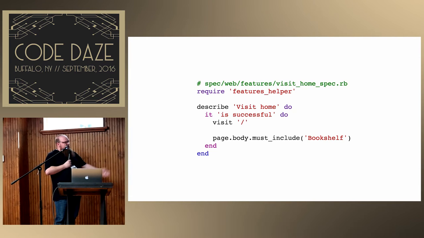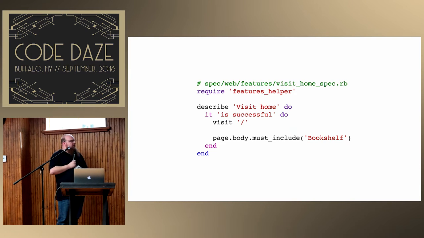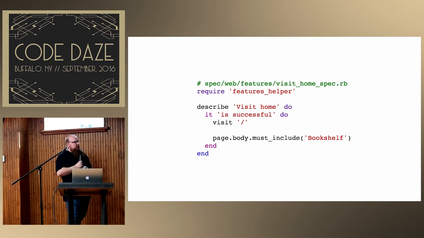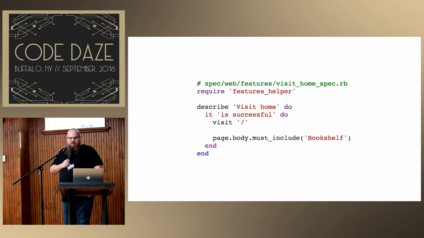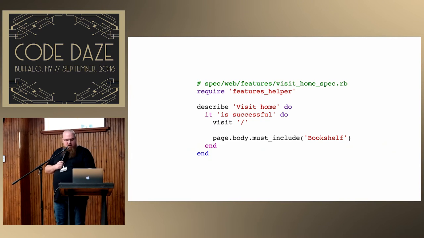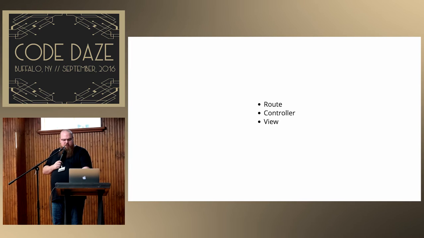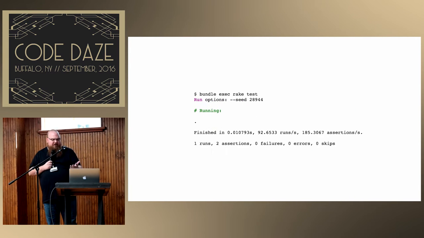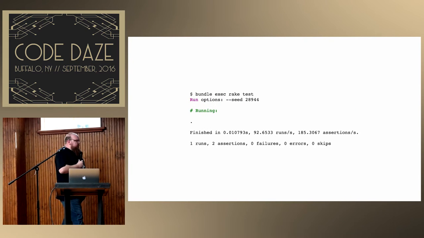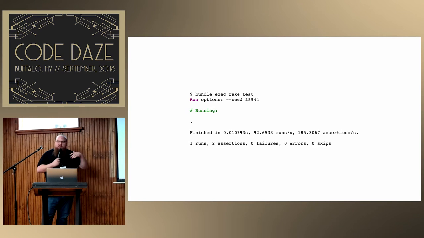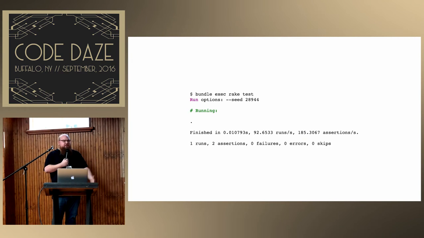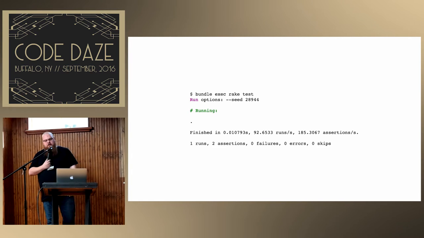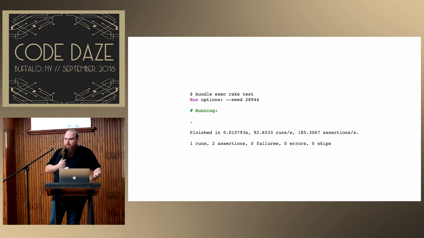If we step back and look at our test, when we visit the root of the site, we have a route, and it goes to that controller, and that controller calls that view, which renders that template that has a bookshelf on it. Yay, all those things. Well, then we're passing now. So that's a high-level overview of at least the HTTP part of things. But from there, it's not very exciting, right?